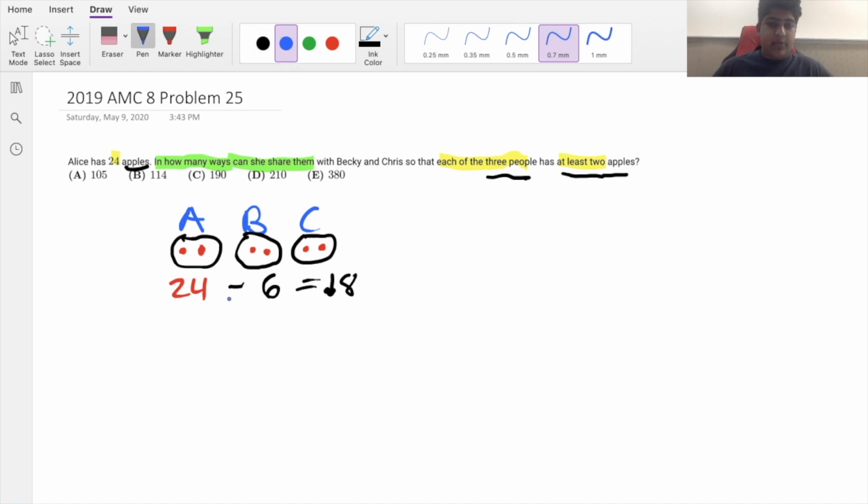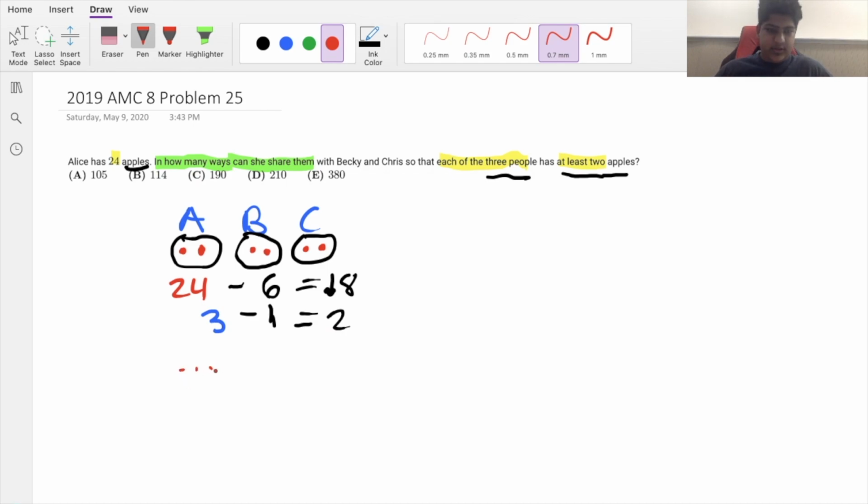Now, how many partitions are there? We have 3 groups, but we subtract 1 since the number of partitions is equal to the number of groups minus 1. This is equal to 2. So now we have 18 objects, 2 partitions. We are ready to solve this problem.